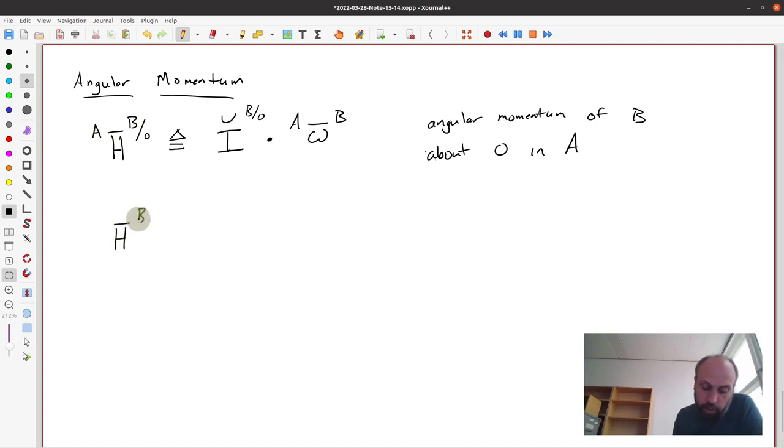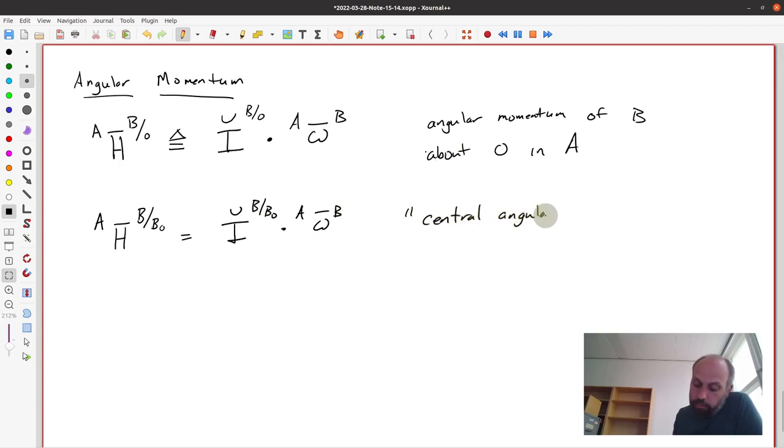Now, you can use any point you want for the angular momentum. Let's use the mass center of B. And if we do that, then we have the same equation. And this is called the central angular momentum, because it's with respect to the mass center, right? So that's all it is to get the angular momentum. If you have your inertia dyadic properly defined and an angular velocity vector, you then have angular momentum, and it is a vector that comes out of that. That's all it is to that. I'll show you that on Jupyter in just a second, but let's first also introduce this idea of principal axes.